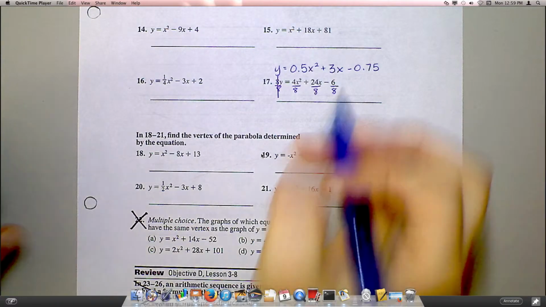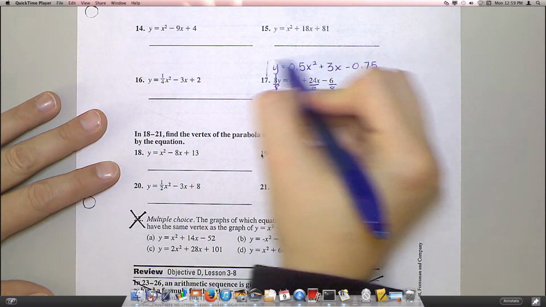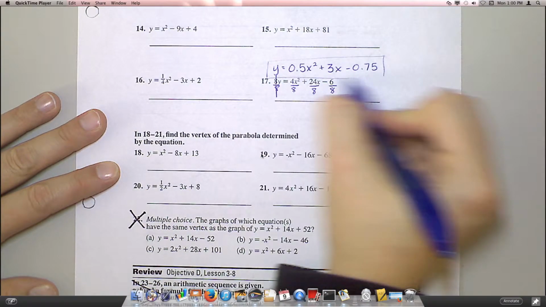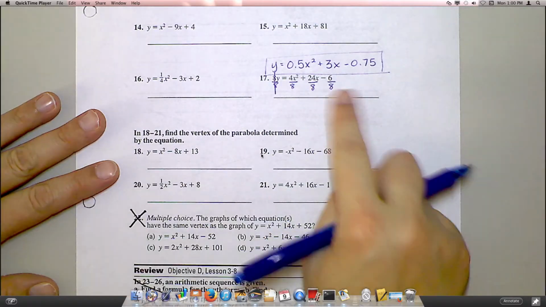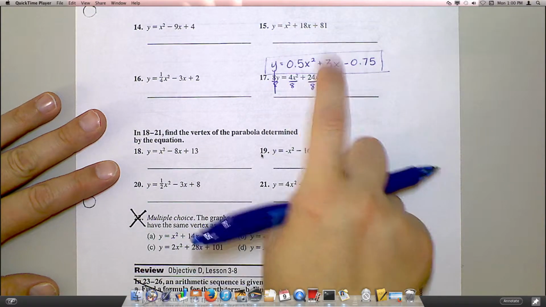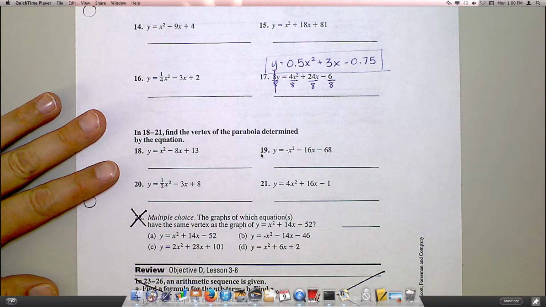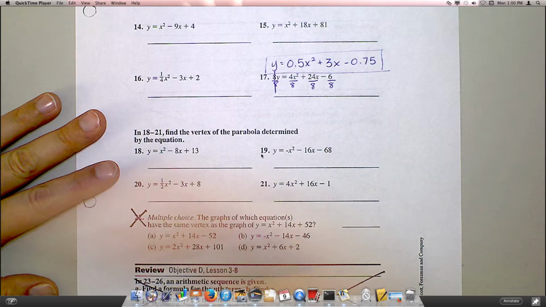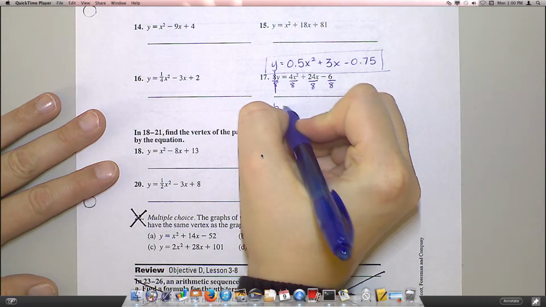Okay, and now from here on out, I am treating this as my equation. There's nothing I'm going to do in this problem that's going to take me back to this original one. I'm sticking with this as my equation now. So I'm going to start by finding h. How do I find h?